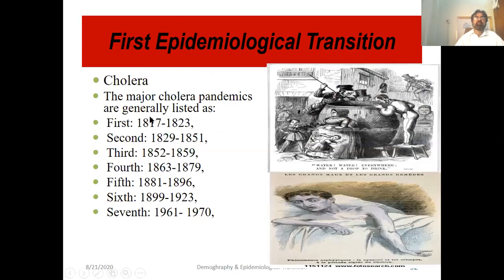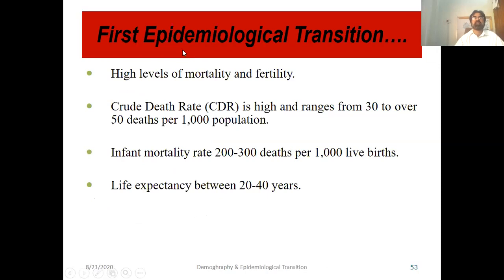Cholera: the major cholera epidemics are generally listed, the first from 1817 to 1823, an epidemic and pandemic, and the second was from this period. The third one and the last one was from 1961 to 1970, and a huge number of people died because of cholera. High levels of mortality and fertility.